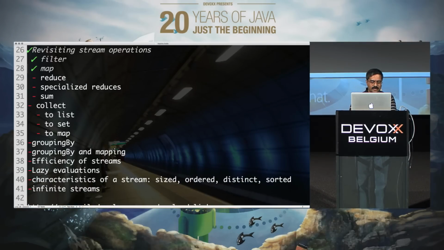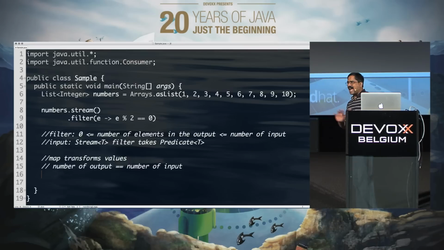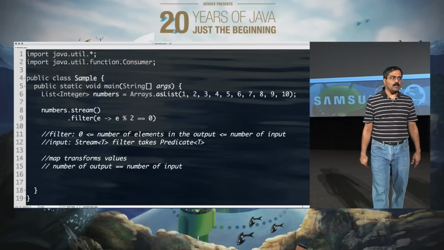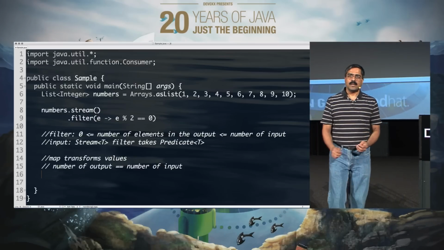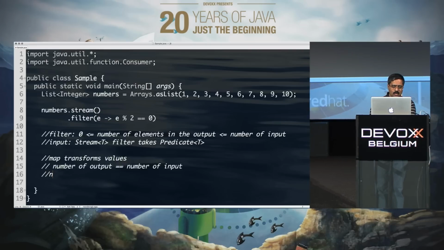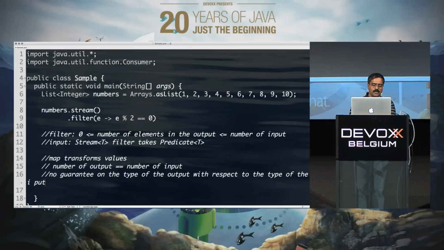Let's talk next about the map function. Map is a transforming function. So map transforms values. In this case, what's the map going to do? Given a map, the number of output is equal to the number of input. So you're going to have exactly the same number. We have a room full of people. If I say I want everybody's name, the number of names I'm going to have is equal to the number of people. But there's one thing that is different, though. No guarantee on the type of the output with respect to the type of the input. In other words, input type and output type can be very different.